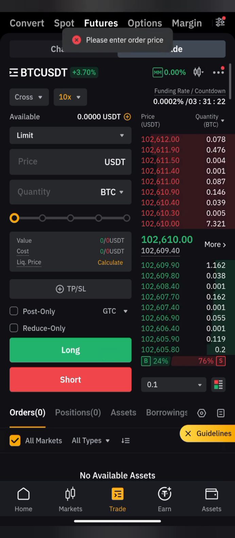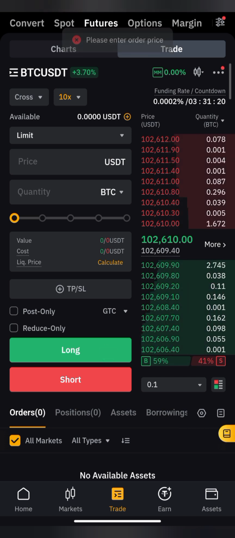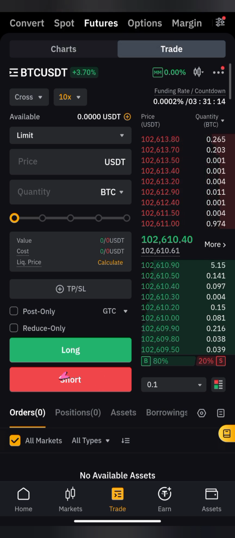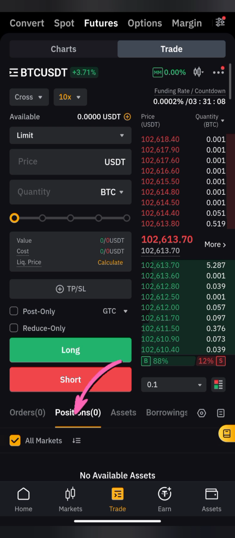After setting up your parameters to your choosing, you can now either long or short the market. Trades yet to be executed will be listed in orders, while executed trades that are still running will be listed under positions.